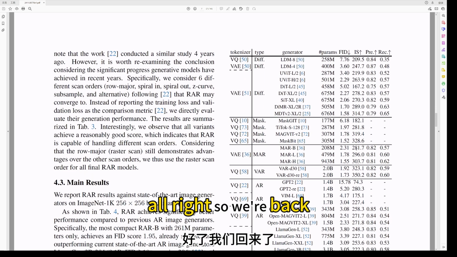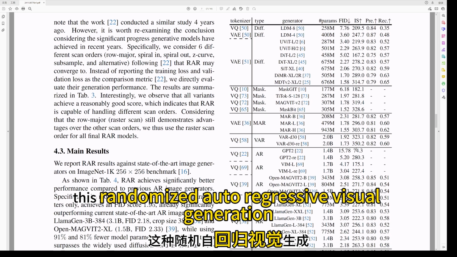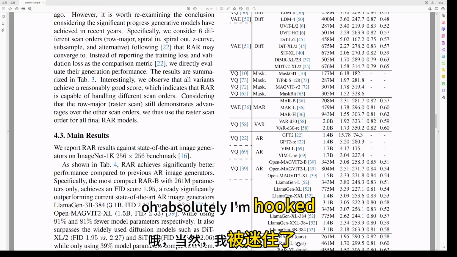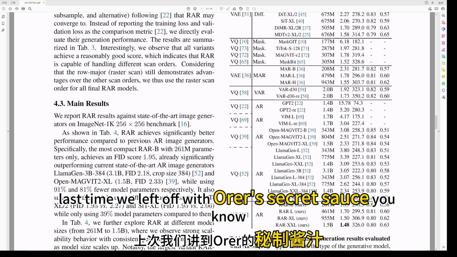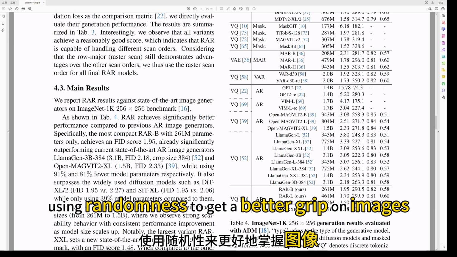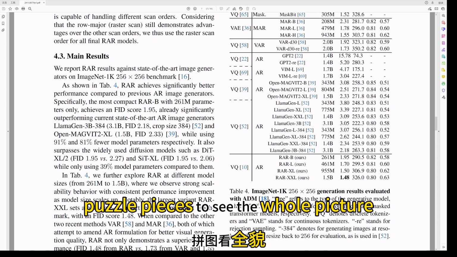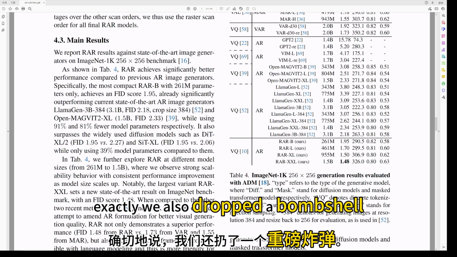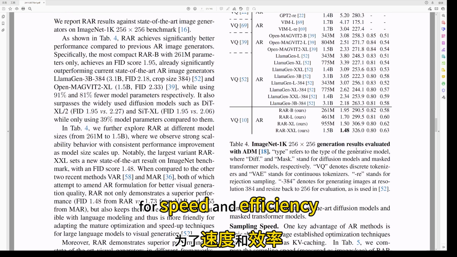All right, so we're back. Still geeking out over RAR, this randomized autoregressive visual generation thing. Still with me? Oh, absolutely. I'm hooked. Last time we left off with RAR's secret sauce, using randomness to get a better grip on images. Right, like shaking up those puzzle pieces to see the whole picture. Exactly. We also dropped a bombshell: something about how RAR borrows techniques from language modeling for speed and efficiency.